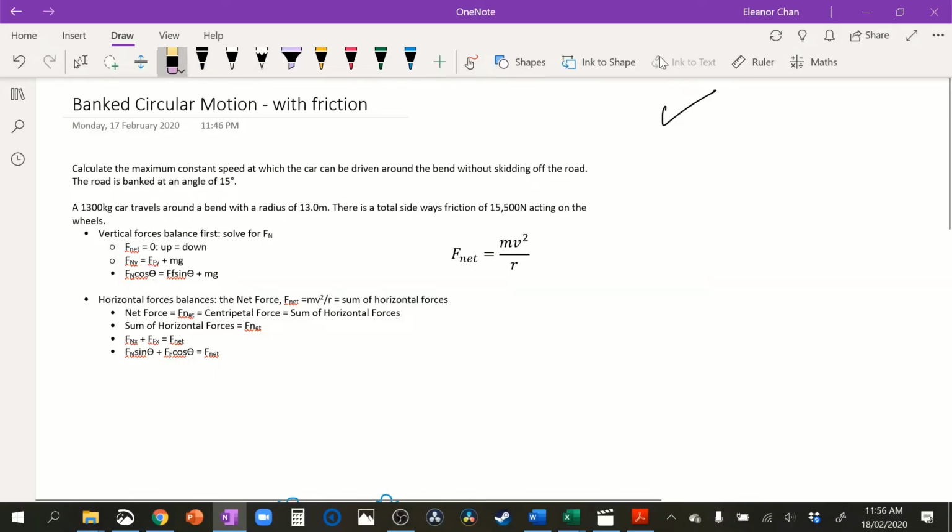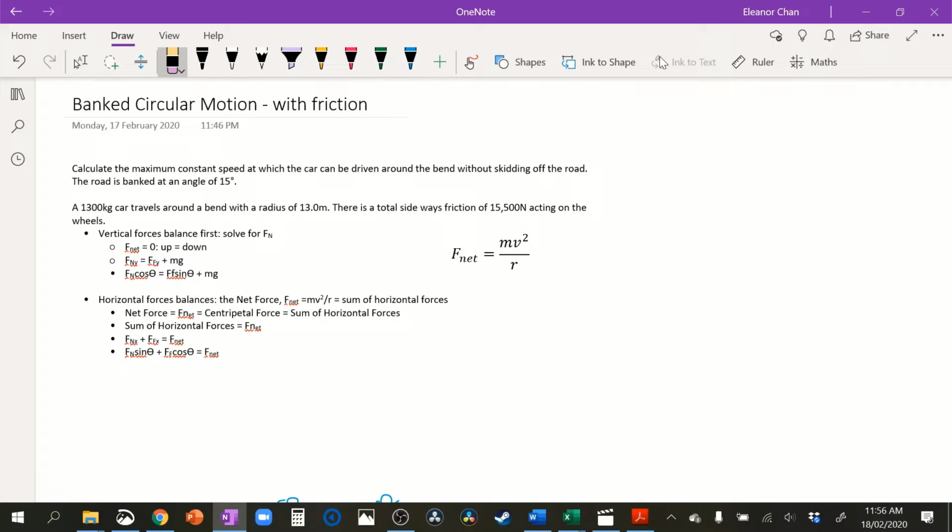Okay, we have banked circular motion, and this is with friction. We're going to calculate the maximum speed that a car can be driven around a bend without skidding off a road. This road is banked at an angle of 15 degrees. So we've got this car traveling around. It's a 1,300 kilogram car. The radius is 13.0 meters. The total sideways friction is 15,500 newtons, and it's acting on the wheels.